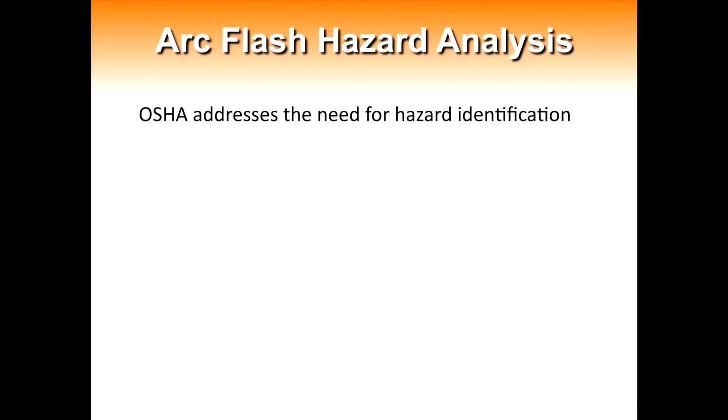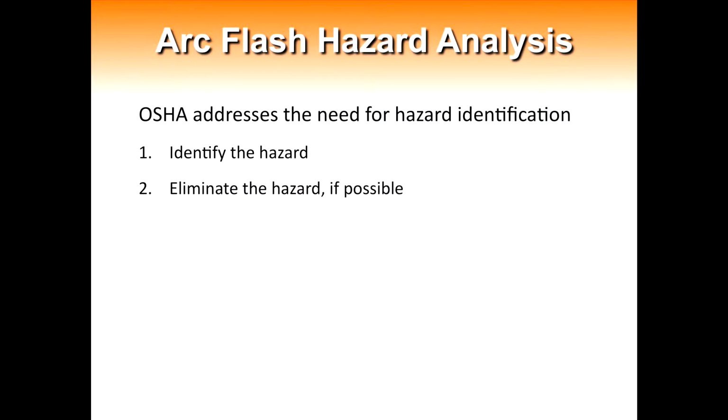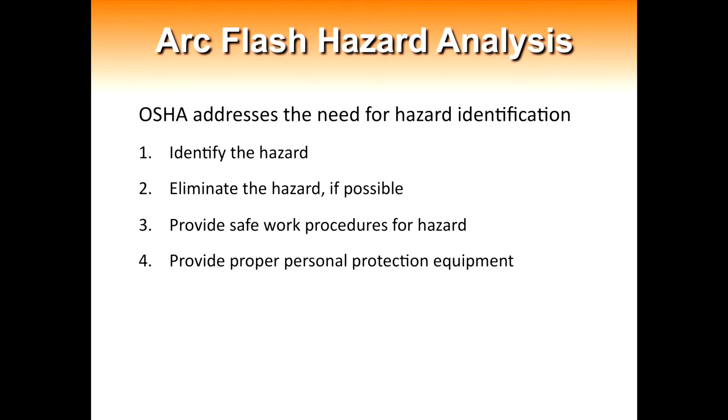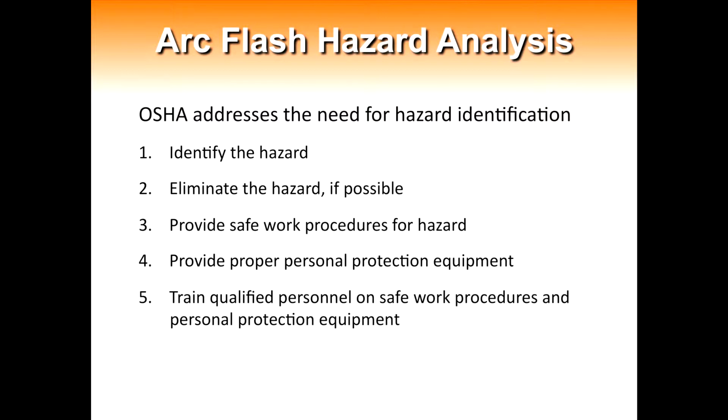OSHA addresses the need for hazard identification. 1. Identify the hazard. 2. Eliminate the hazard if possible. 3. Provide safe work procedures for the hazard. 4. Provide proper personal protection equipment. And 5. Train qualified personnel on safe work procedures and personal protection equipment.